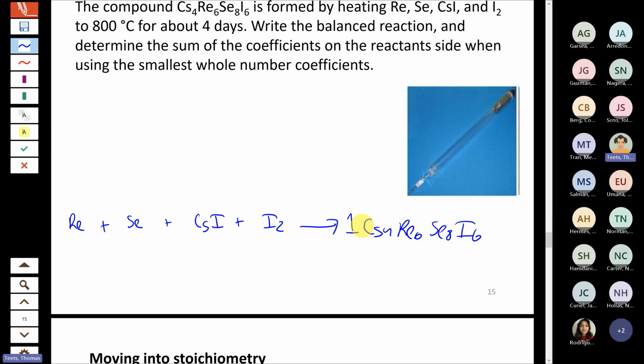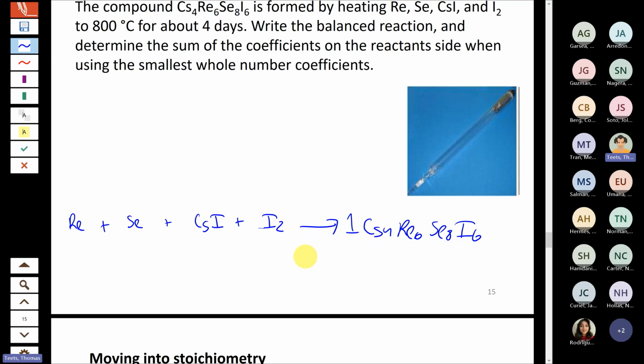So then we look for elements that only appear once on each side of the arrow. The first two here, rhenium and selenium, and cesium. So rhenium, selenium, and cesium, Re, Se, and Cs, they only appear once on the left side, and there's only one product, so they only appear once on the right. So we'll start by balancing those. Iodine we're going to do last because iodine appears twice on the reactant side, so we don't really know which combination of coefficients is going to be appropriate for that right off the bat until we balance everything else.